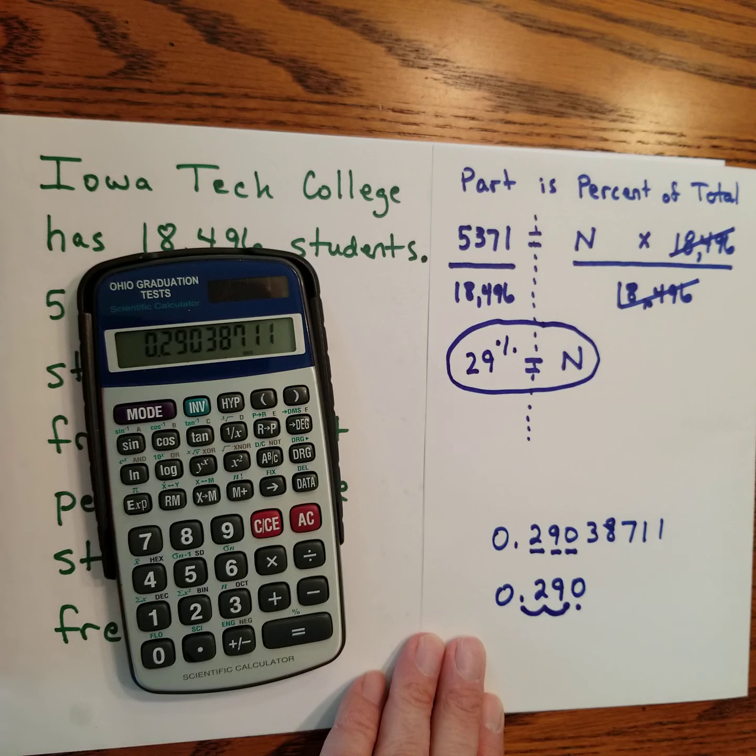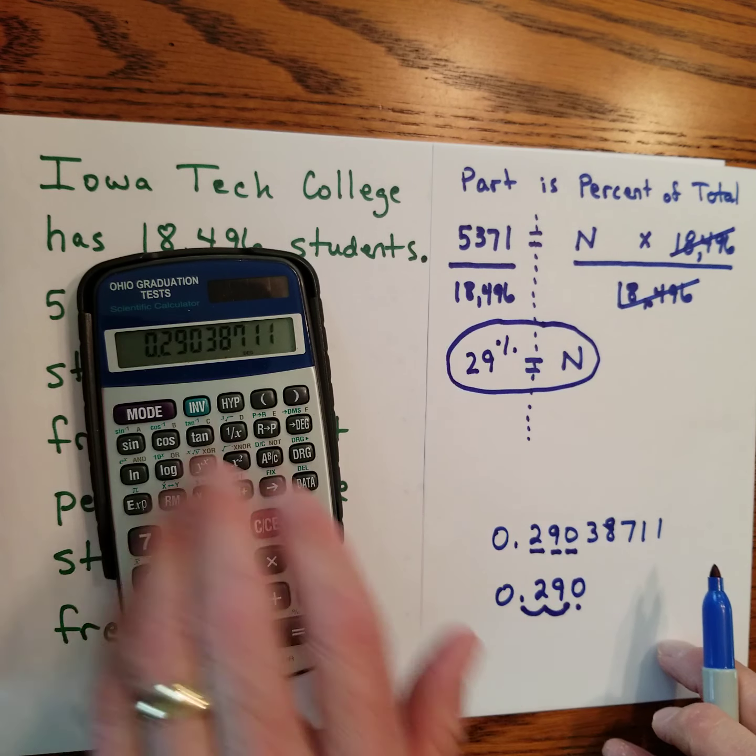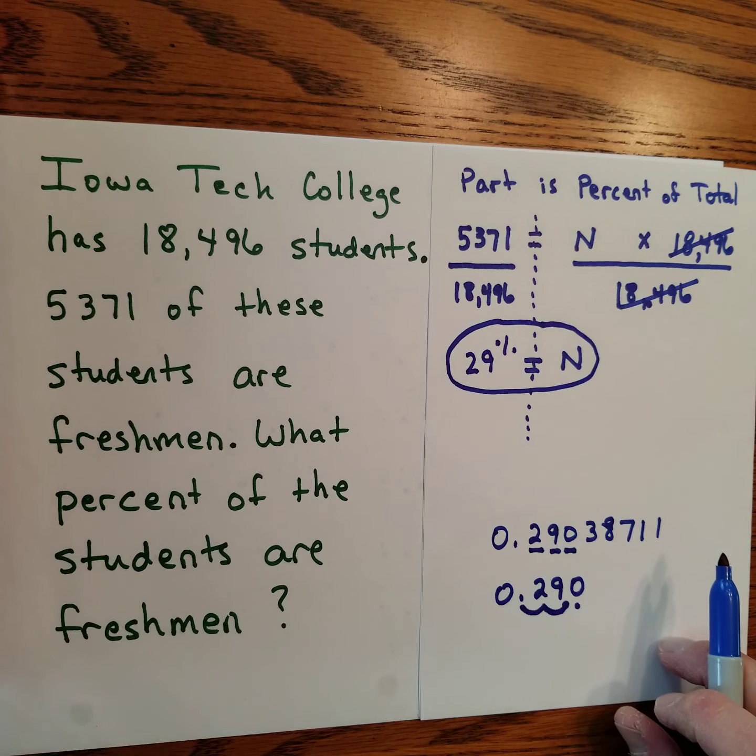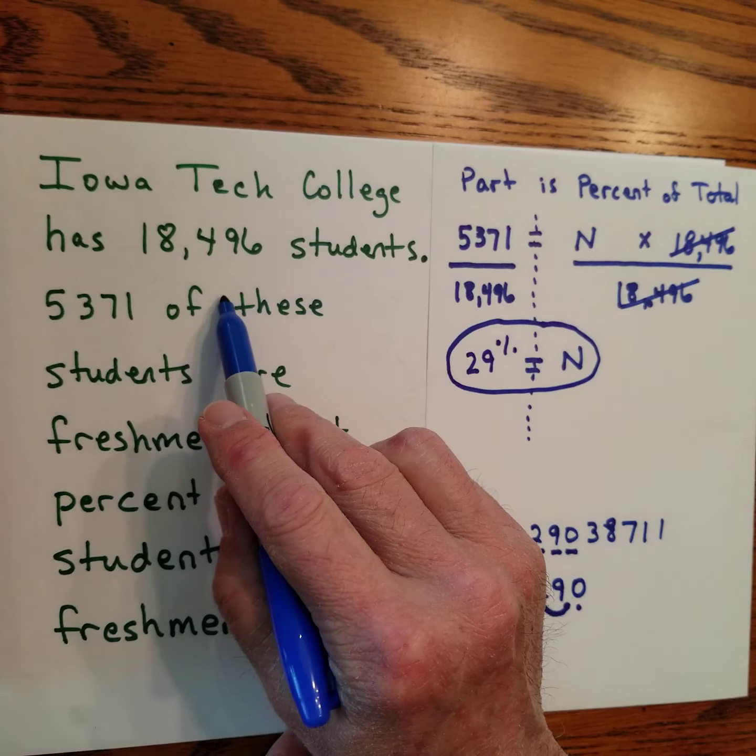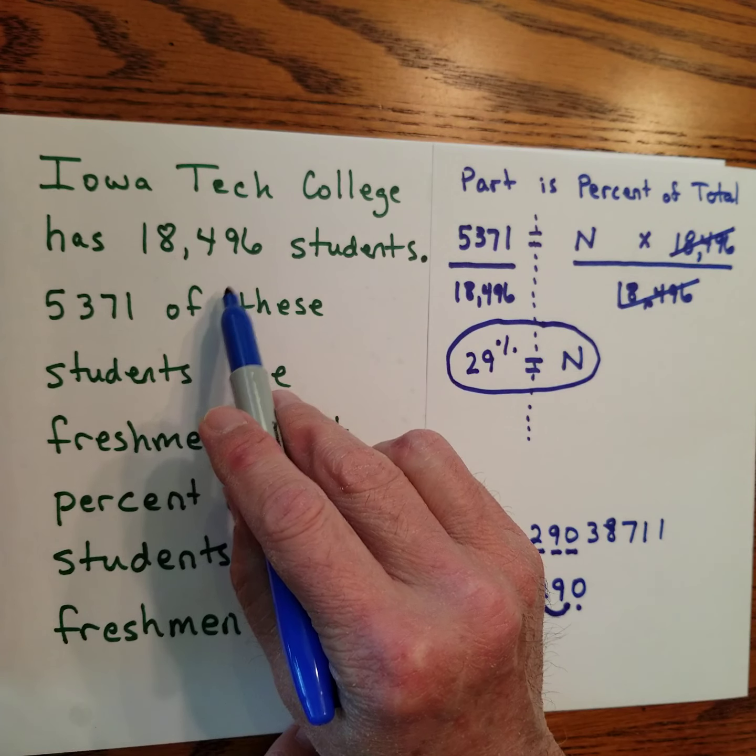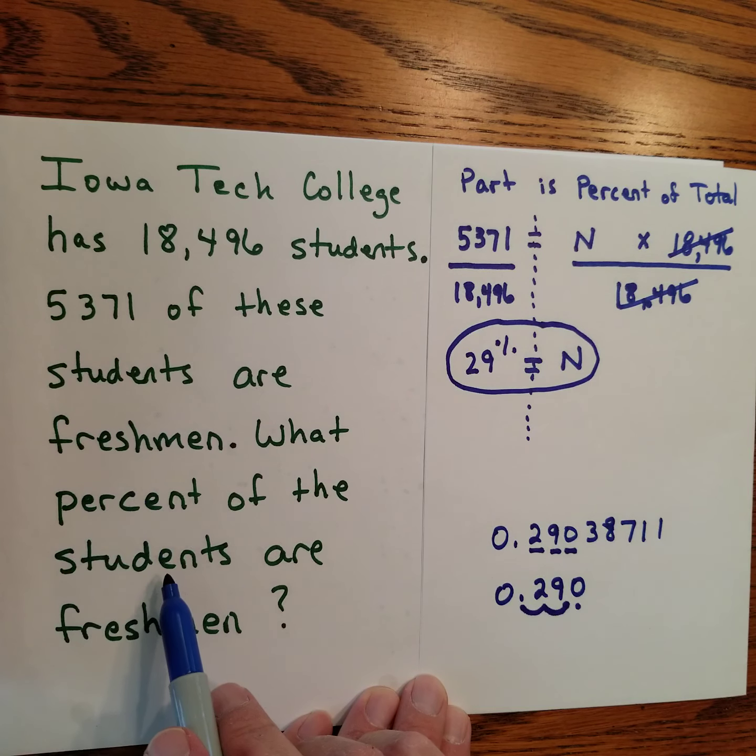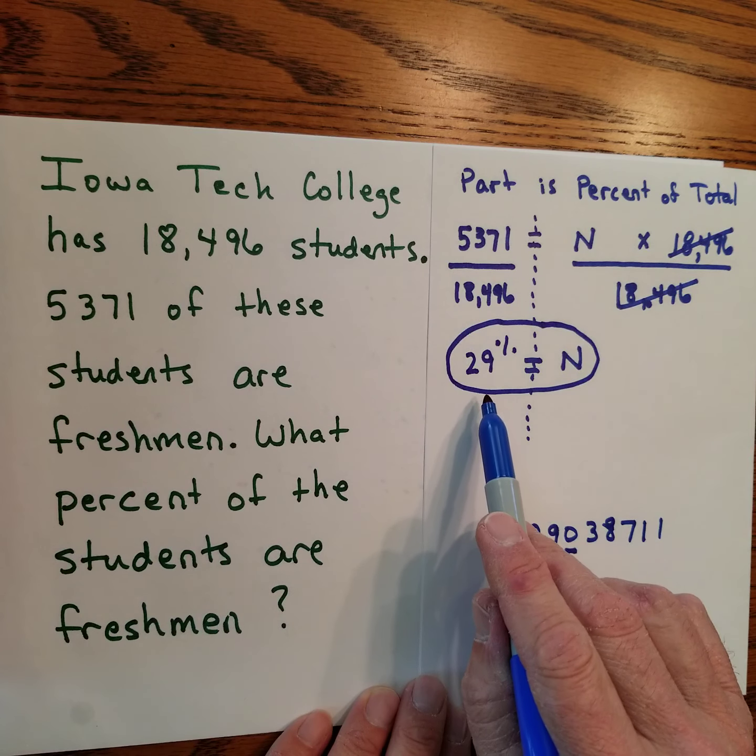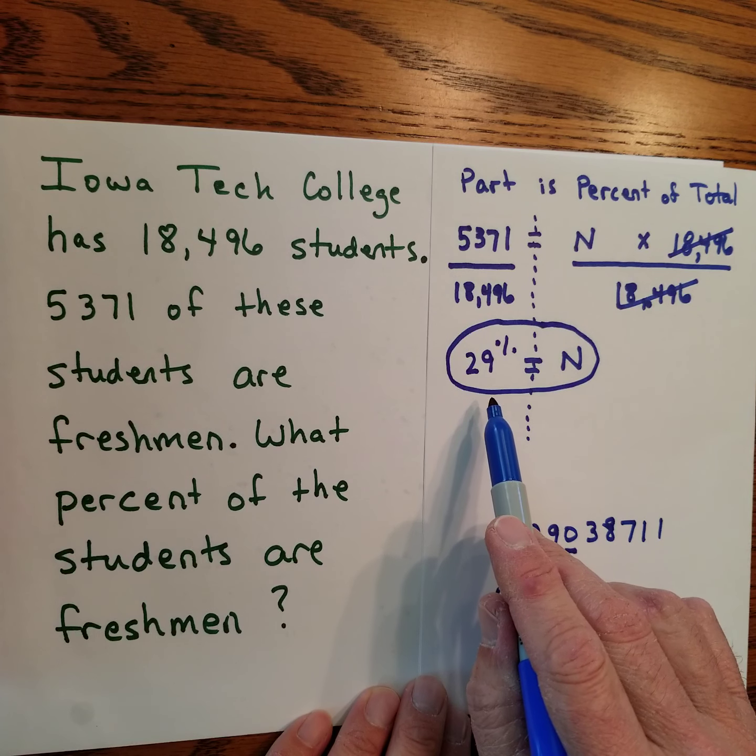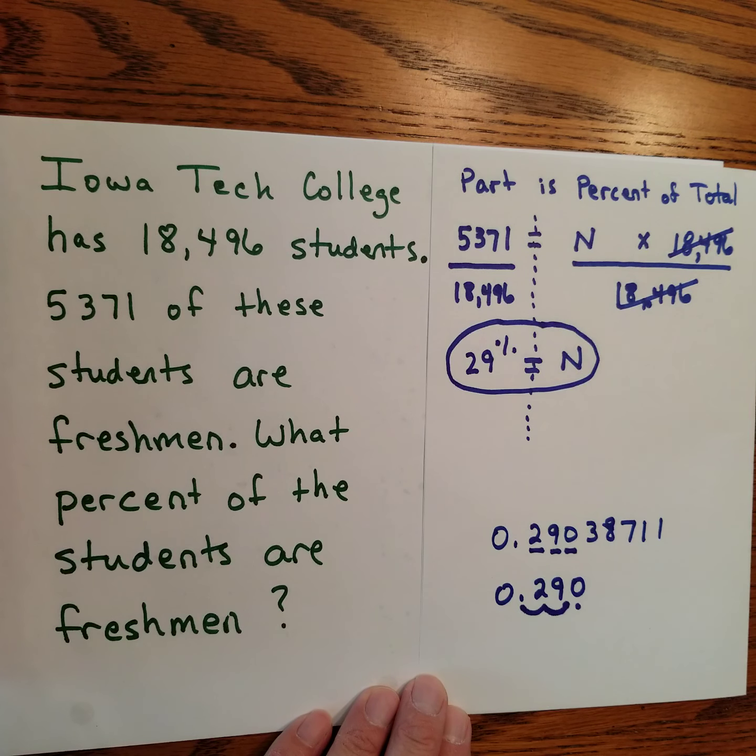Got it. Let's make sure that makes sense. The question was, if Iowa Tech College has 18,496 students and 5,371 of them are freshmen, what percent are freshmen? 29% of the student body at Iowa Tech College are freshmen.